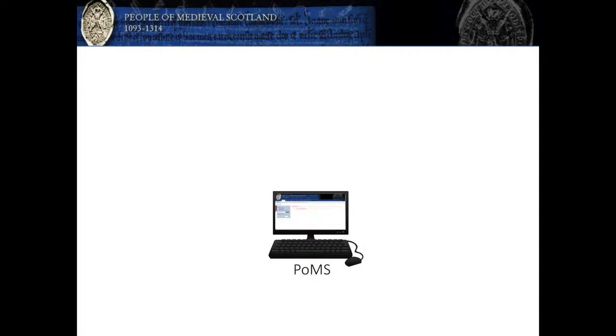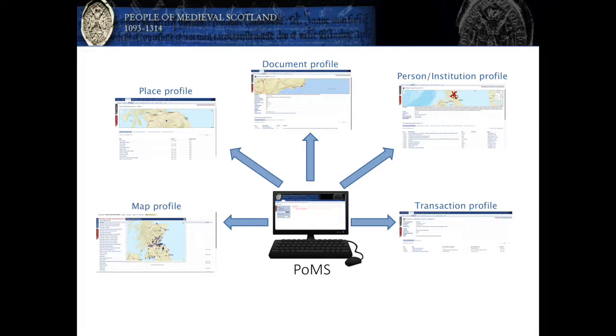So, to recap, PoMS comprises a number of different types of profile which bring together the information in the database about a person, institution, document, transaction, or place. Once you've found the results you want from searching the database, you can click on any profile to see the full record.